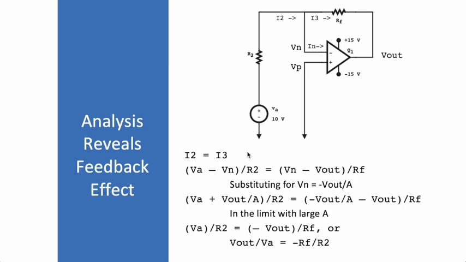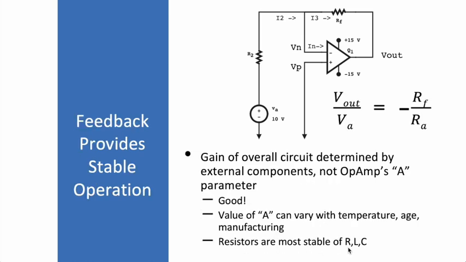Okay, so going through those various steps, we'll do our substitution here. You can see V out now appears in this equation, but with a large value of the parameter A, we can simplify that further, and those terms with V out over A drop out. Then rearrange, and we get this expression here: V out over Va is equal to minus RF over R2. So you see that overall relationship between the input and the output of the op-amp.